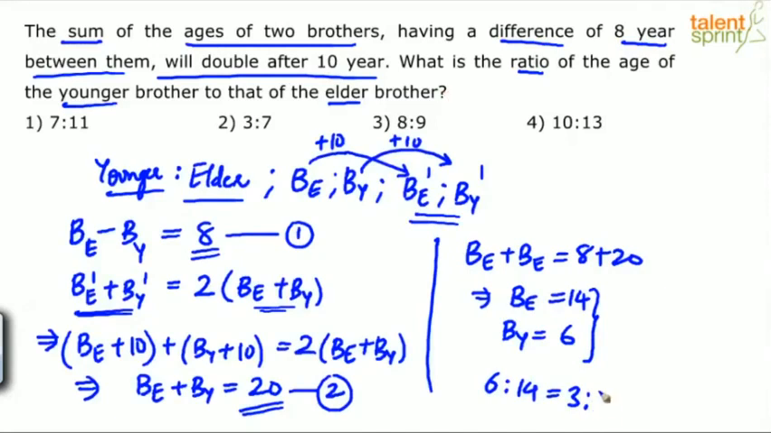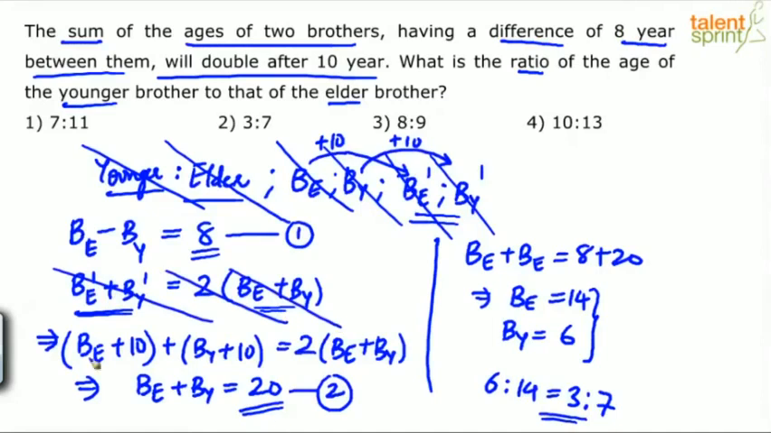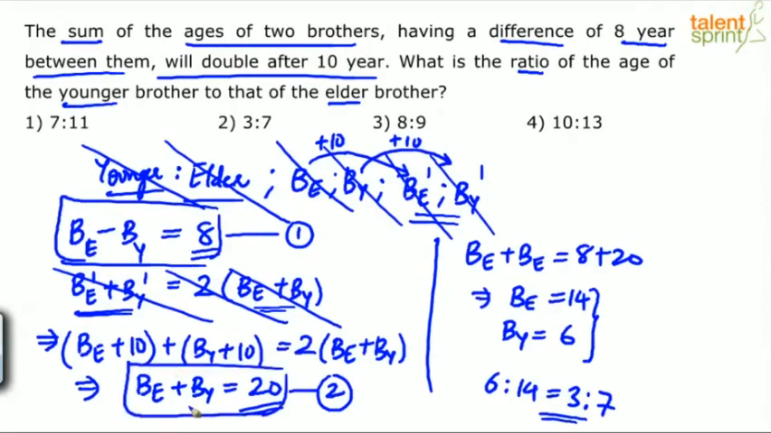Again, like I said, you can cut down a number of steps here. You need not write all younger, elder, BE, BY, BE dash, BY dash, and all that stuff. And if you are smart, if you can visualize a few steps, you can cut down these steps as well. You know that the first equation will be BE minus BY equals 8, and the second equation will be BE plus BY equals 20. Solve these 2 equations to get the required answer, right?